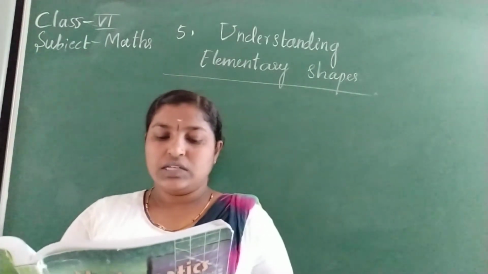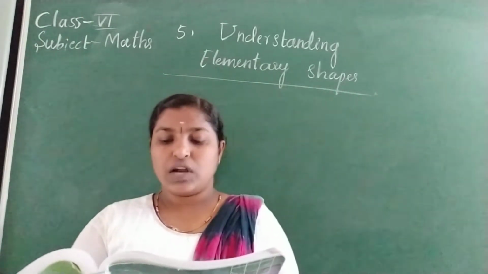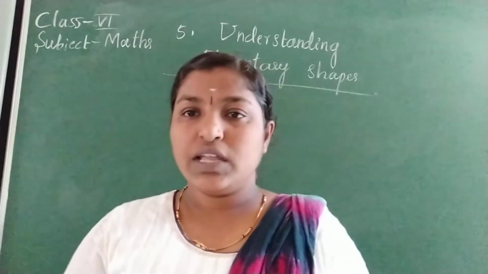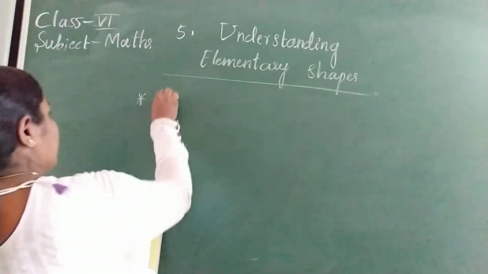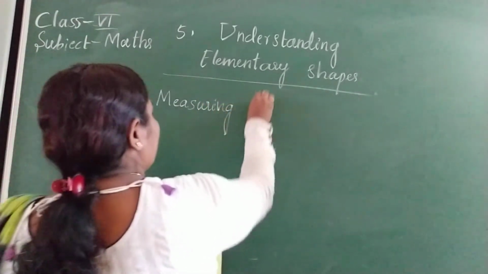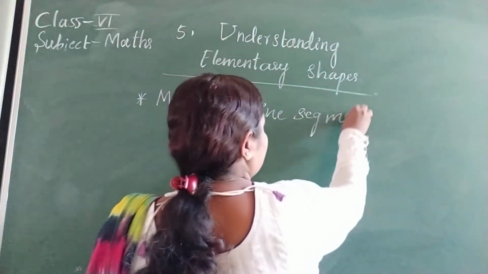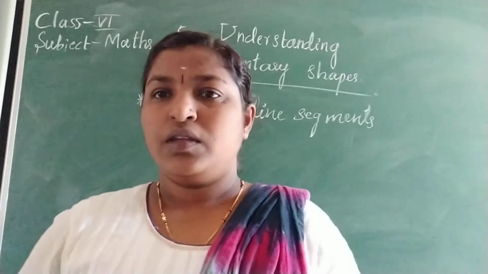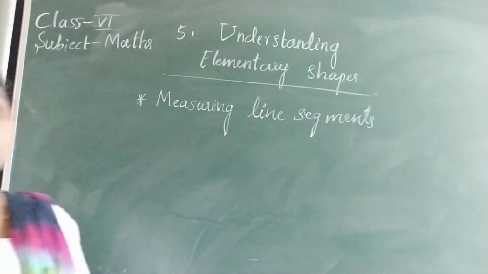We organize them into line segments, angles, triangles, polygons and circles. We find that they have different sizes and measures. Let us now try to develop tools to compare their sizes. Measuring line segments. First one is measuring line segments. See the measurement of measuring line segments.